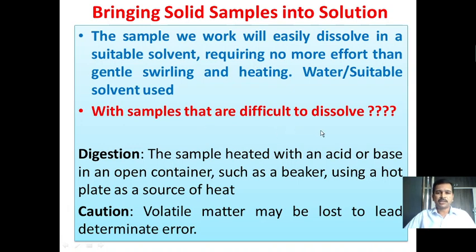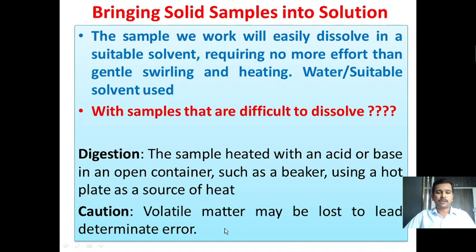If the sample is not soluble in solvents such as water or any other solvent, then how do we convert the solid into solution? Normally we will go for digestion. You take an ore sample and subject it to digestion. What do you do in the digestion step? The sample is taken in a beaker and treated with an acid or a base in an open container, and you heat it using a hot plate as a source of heat energy. So here all the volatile matter, if present, will be lost and the oxidation process will be done.